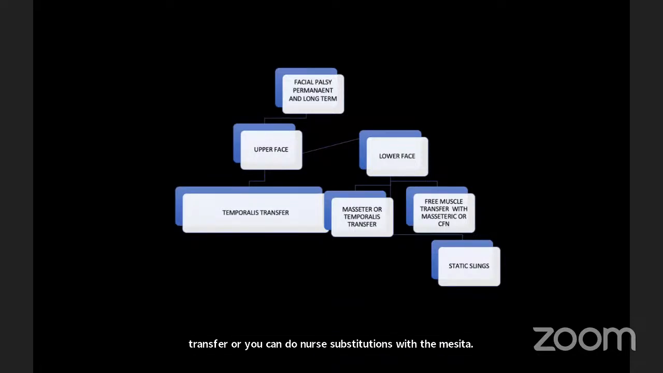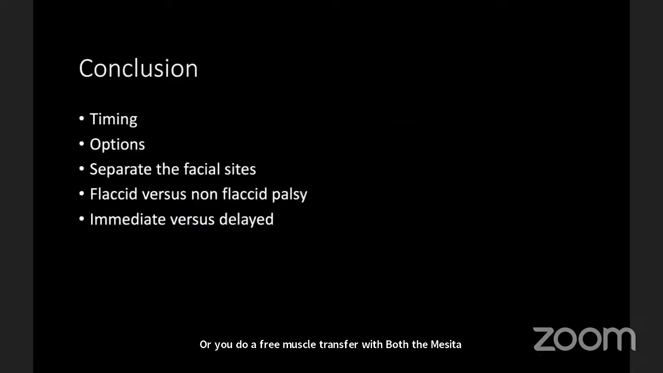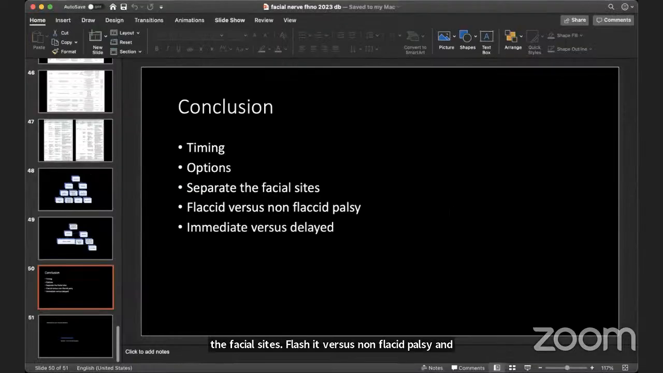And if you have long-term facial palsy, you look at the eye and the lower face separately. For the eye, it's always a temporalis transfer. For the lower face, it's either masseter or temporalis transfer, if you don't want to do free muscle transfers, or you do a free muscle transfer with both the masseter and cross-face nerve graft. So look at the timing, look at your options, separate the facial sites, flaccid versus non-flaccid palsy, and decide whether you want to do an immediate or delayed nerve reconstruction.